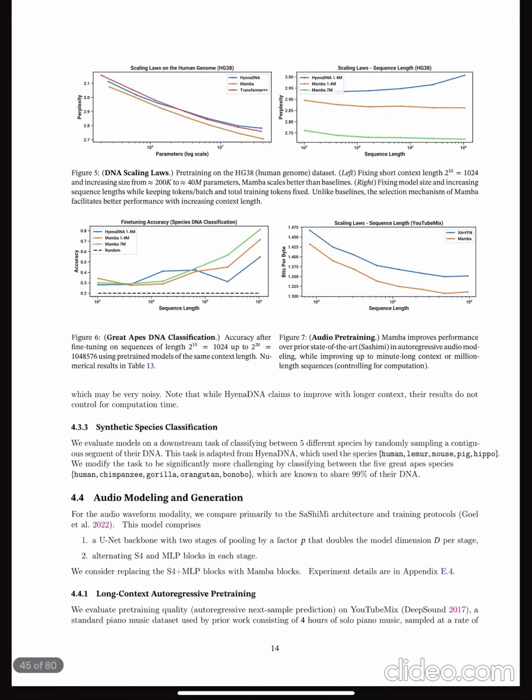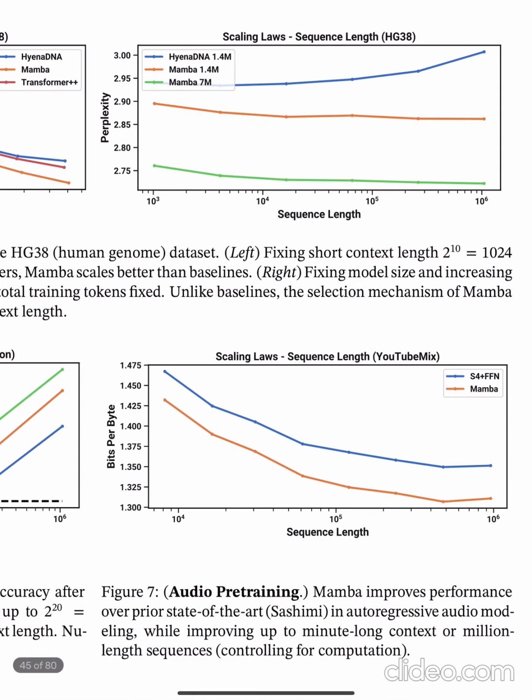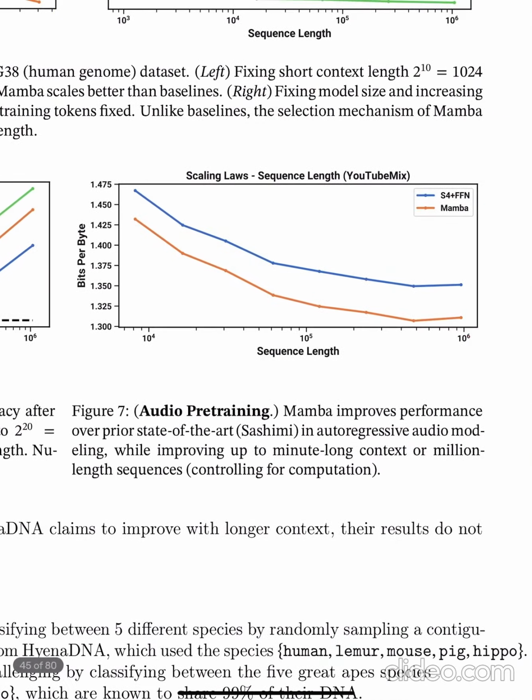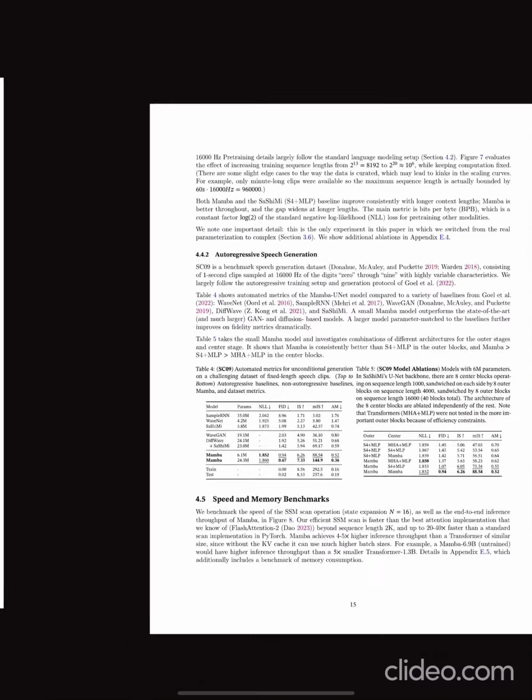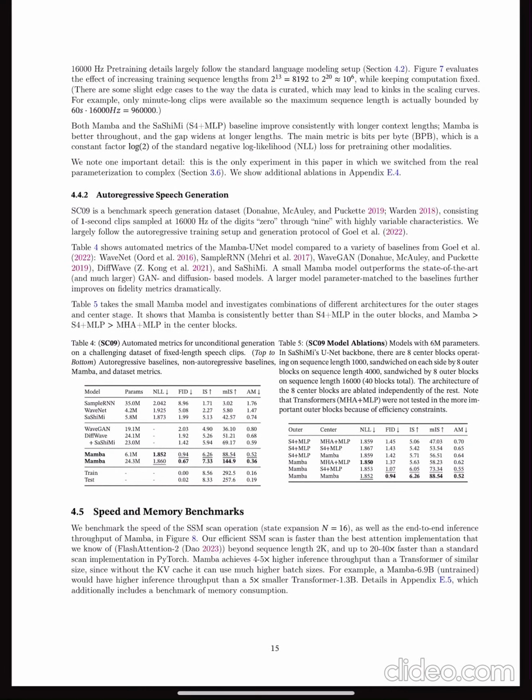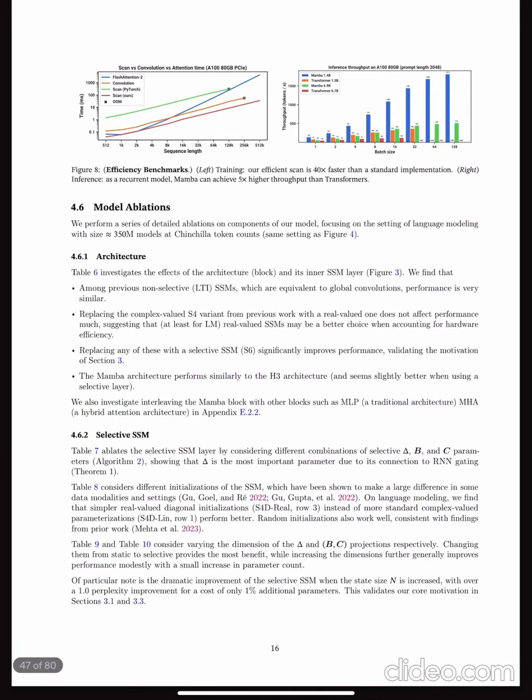Mamba is also multimodal, so it fares very, very well when looking at human genome data and also when looking at audio pre-training data. And so its multimodal nature makes it a very promising replacement for transformers.